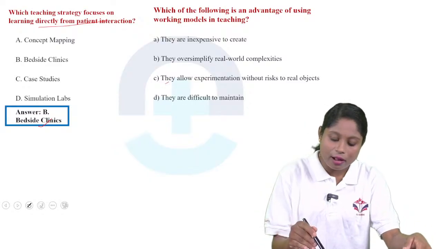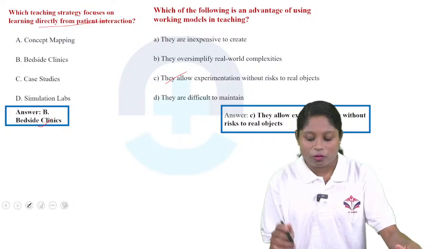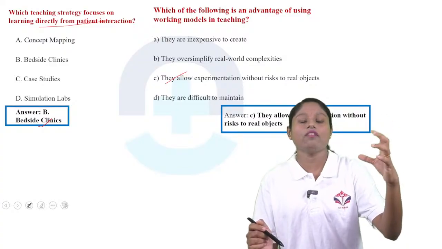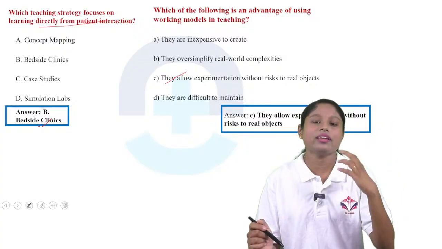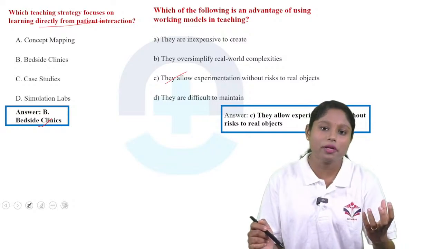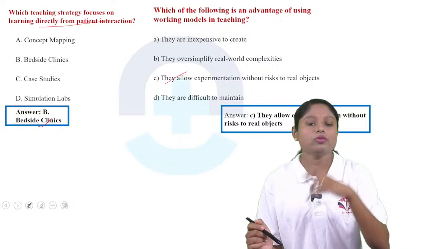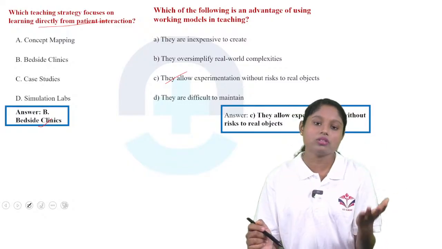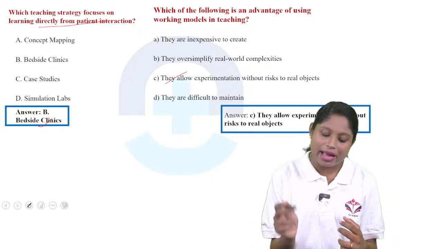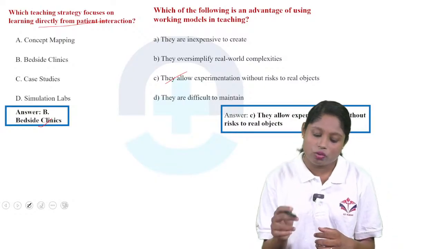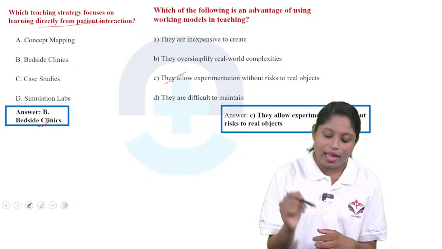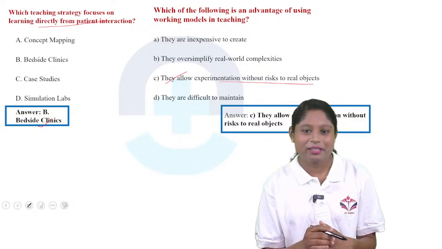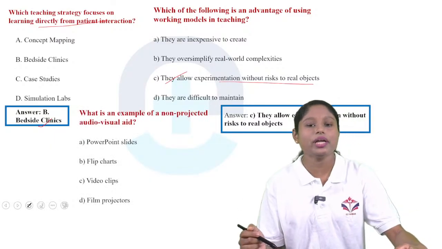Which will be the answer? The answer is, they allow experimentation without risk to the real object. We can use the working model for our studies. If you do some experiment, nothing will happen. If you are using a real object, the experimentation will cause disadvantages and some risk to the real object. So the advantage of using working models in teaching is that they allow experimentation without risk to real objects. Clear? Yes. Let's move on to the next question.